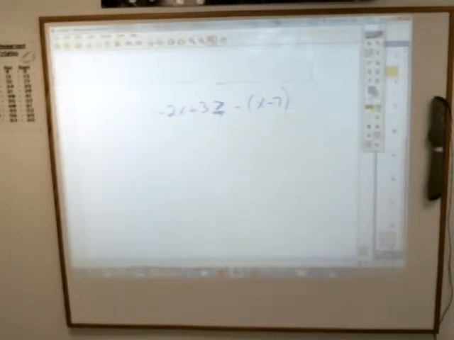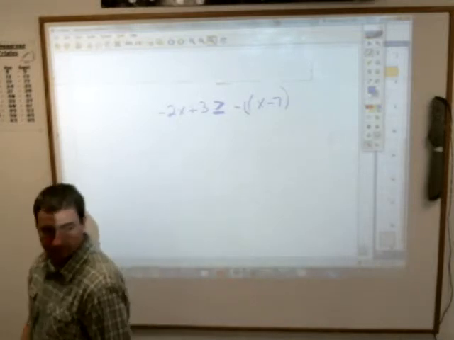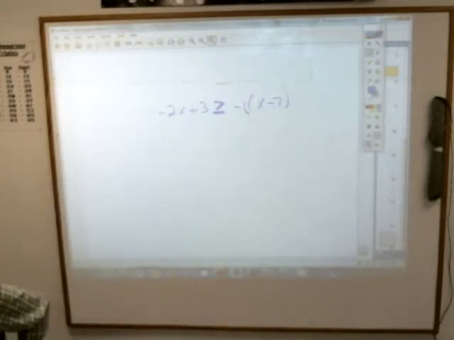How do you get rid of those parentheses? Just multiply through by a negative or a negative 1. I thought that would be negative 1. Just multiply everything by that. Same thing.